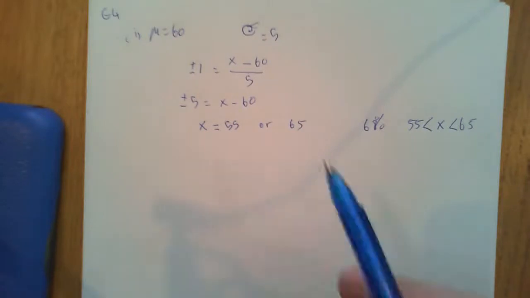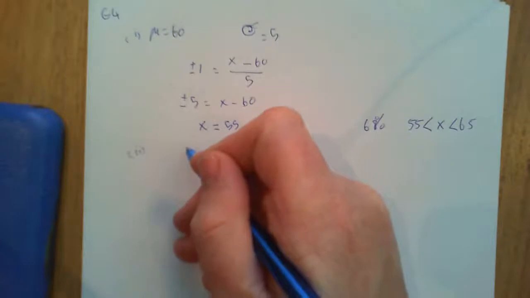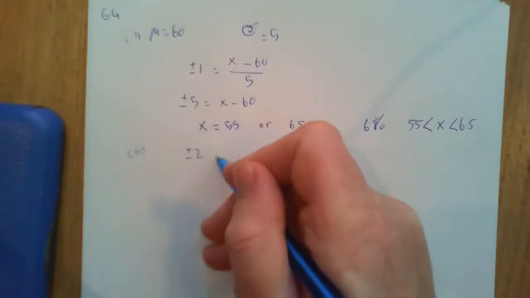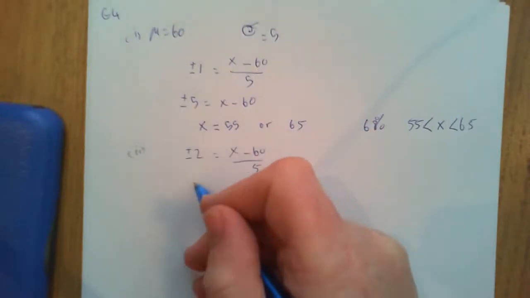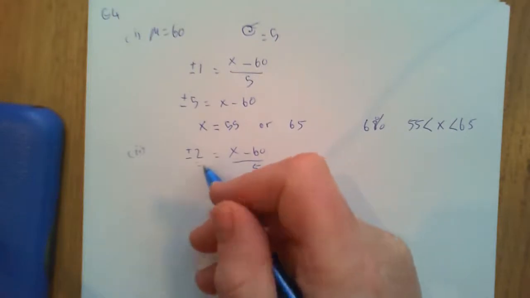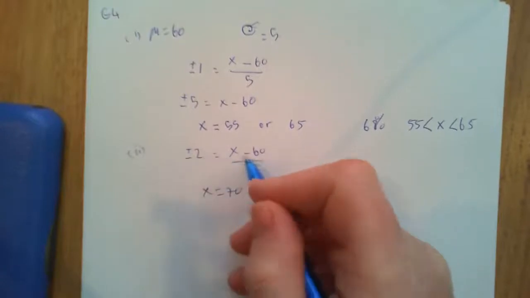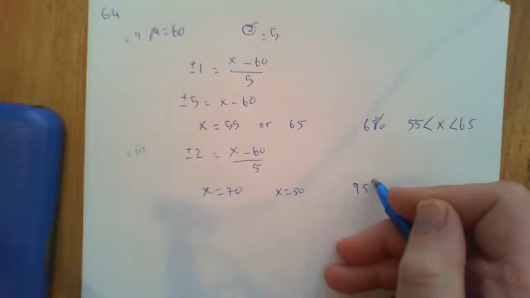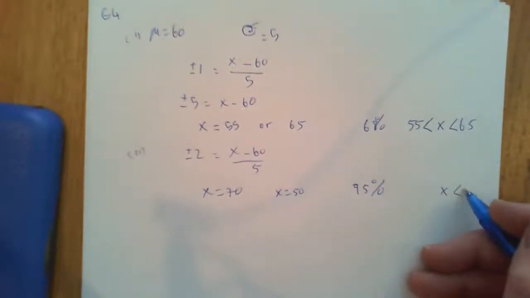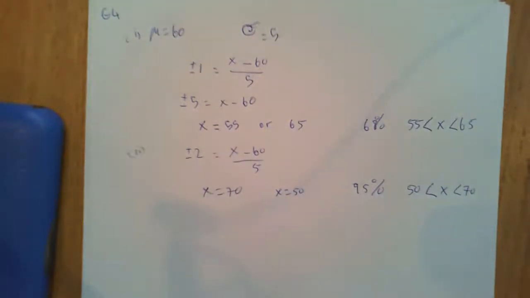Okay, so the next one, 95, it's the same thing again but with the 95. So 95% is plus or minus 2 standard deviations away. Plus or minus 2 is equal to X minus 60 over 5. So that's going to be plus or minus 10, so X would be 70, or X would be 50. So the 95% range is going to be X less than 70 but greater than 50. Okay, so that's question 4 done.